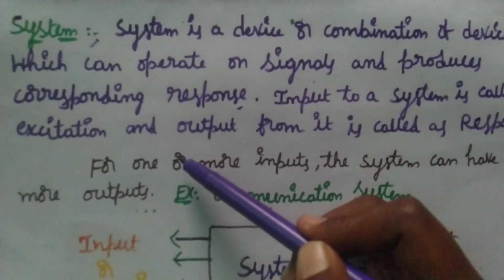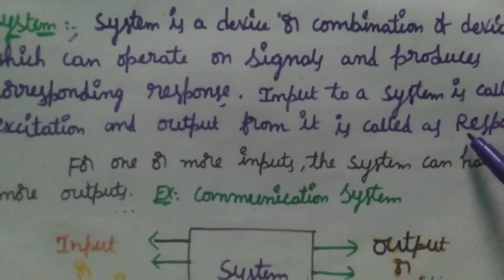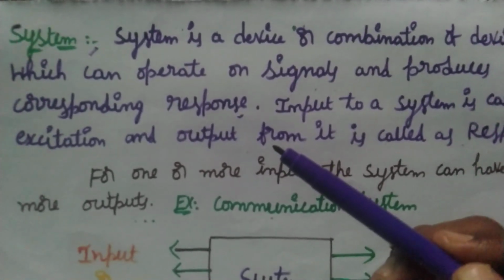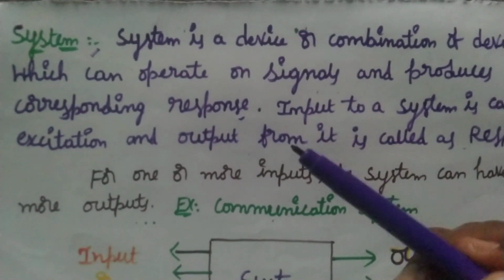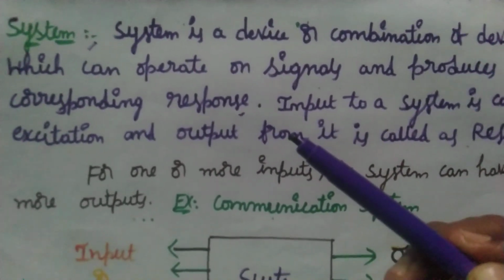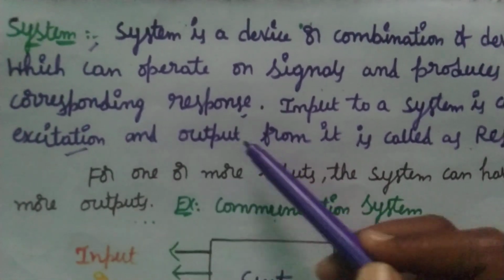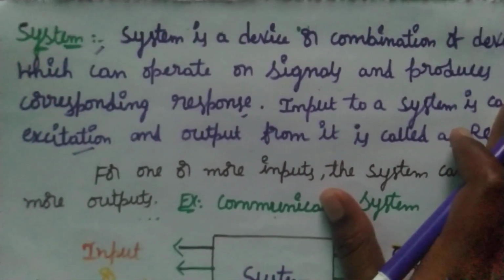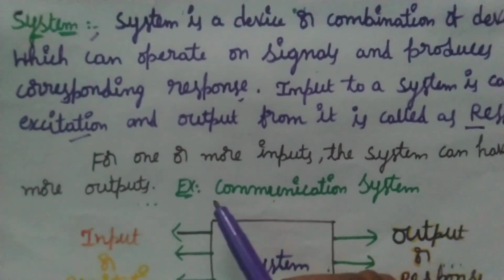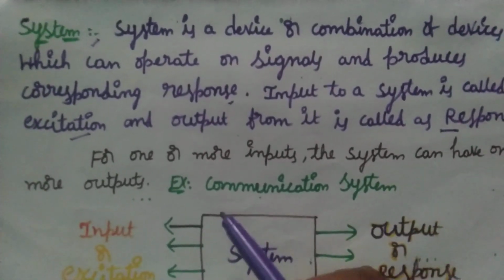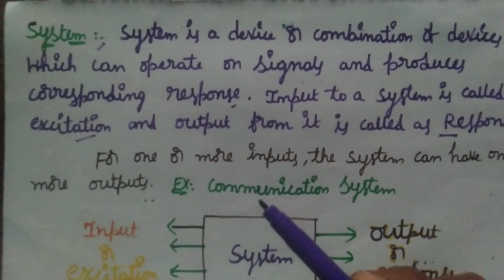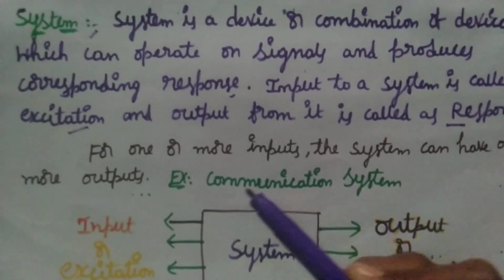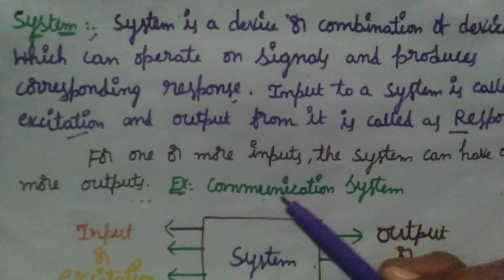Input to a system is called excitation, and output from it is called response. These are the technical terms we use for the input of the system and the output of the system. A system can have not only one input but one or more inputs, and it can produce one or more outputs. An example of a system is a communication system.